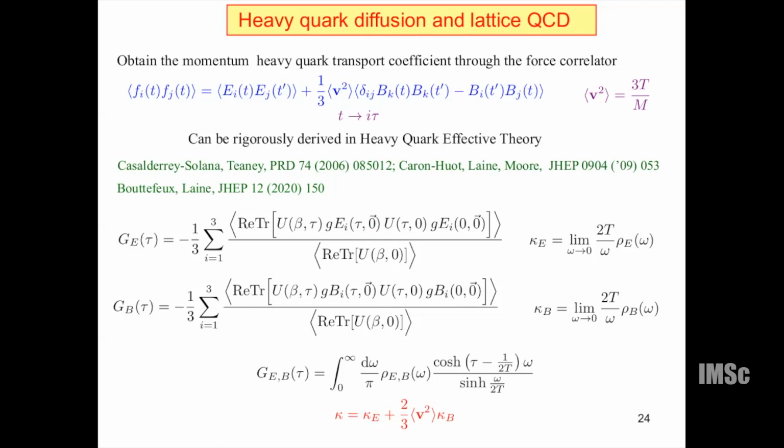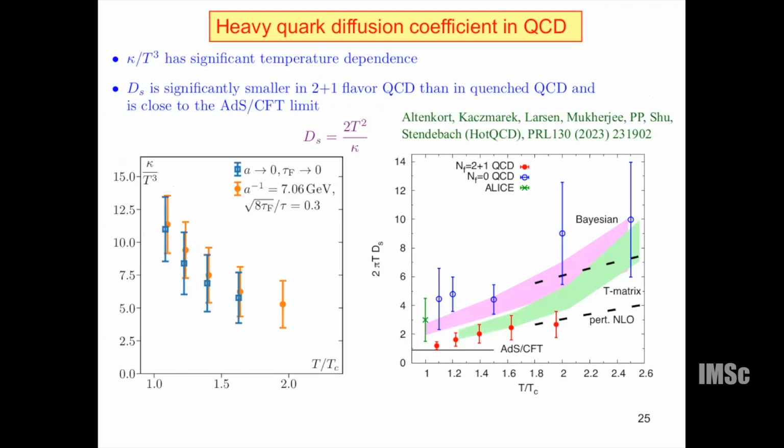So we did this calculation. I won't go into detail, and what we found is shown in this figure. What is shown here is the heavy quark momentum diffusion coefficient kappa in T cubed units, because that's the natural unit if you go to high temperature. Roughly, if you go to very high temperature, kappa over T cubed should be constant. If you calculate it close to the transition temperature, it is very far from constant, has a significant temperature dependence, and is pretty large compared to what you expect from the weak coupling kappa, which would be somewhere here.